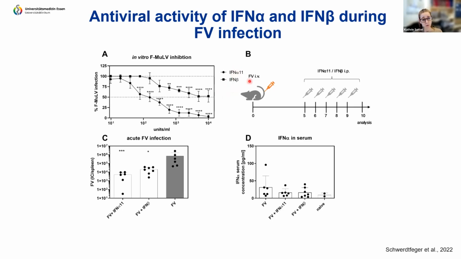So therefore we tested both, and we used here alpha 11 as one interferon alpha, and of course beta. We first tested them in vitro, so we infected just cells with Friend virus, and those were working, here alpha 11 and beta. And then we tested them in the acute infection, so we treated mice and then looked after 10 days, so similar to the results before. And also here, both treatments, alpha 11 and beta, significantly reduced viral loads. So in the acute infection, both could really suppress viral replication.